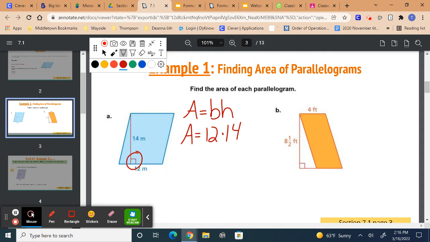All right, so what is 12 times 14? Thomas. All right, so is this my answer? No. What's missing in my answer? Scarlett. What else? You said it. Squared. Very good. Don't forget the squared. Okay, and then this is your final answer. Is everybody good? Yes? Okay. All right, problem B.